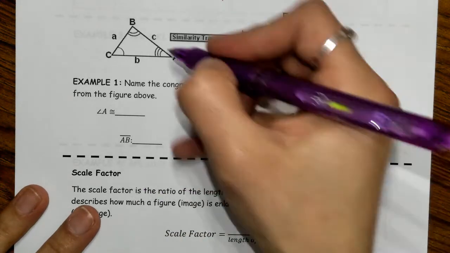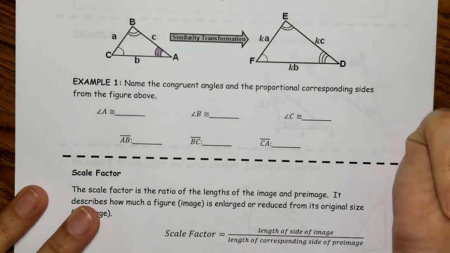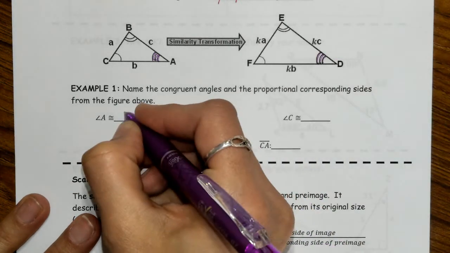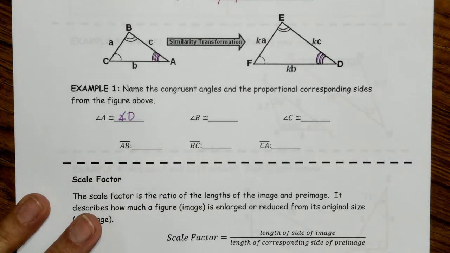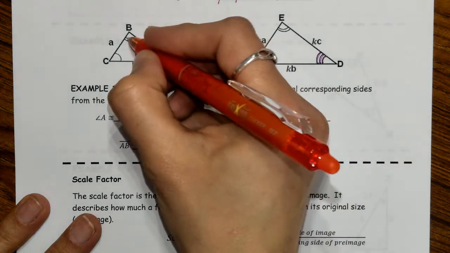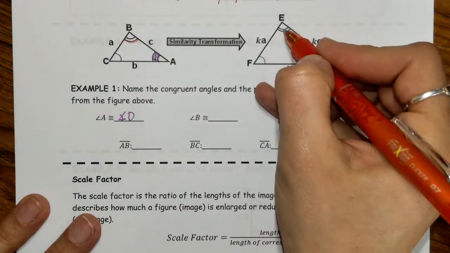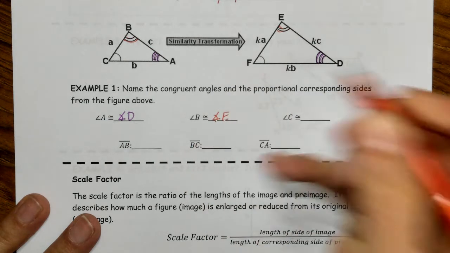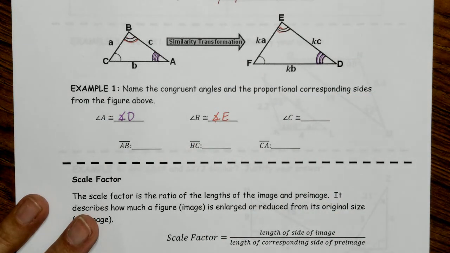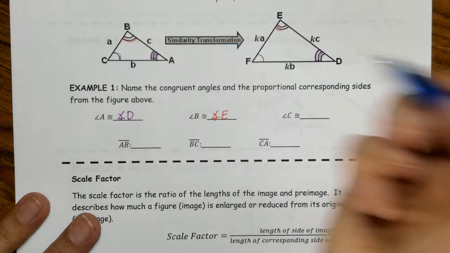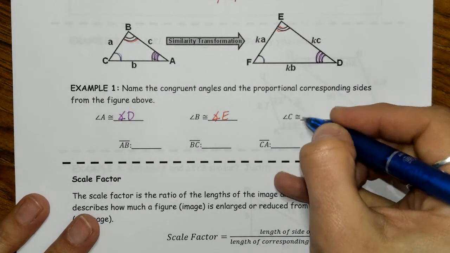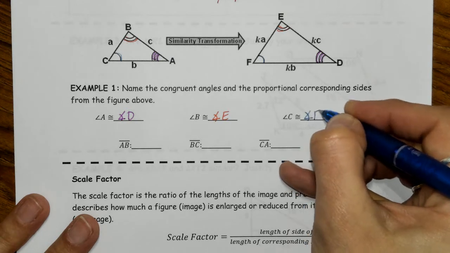We're looking at angle A. If you notice, angle A has 3 arcs. So on the other triangle, angle D has 3 arcs. So obviously these two are going to be congruent. Then angle B we see has 2 arcs. Angle E has 2 arcs, so angle B will be congruent to angle E. Again, pause it and rewind if you need to. Angle C has 1 arc, and so does angle F. So that means angle C is going to be congruent to angle F.